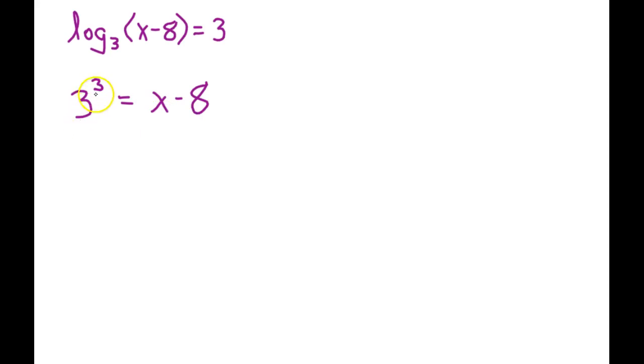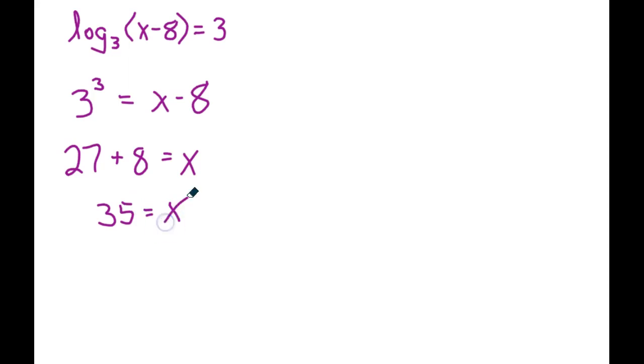So now we get 3 cubed equal to x minus 8. 3 cubed is 27. To get x by itself, we would add 8 to the other side. So 27 plus 8, we get x is equal to 35. So to solve this logarithm, it was easier to write it as an exponential and then isolate x by itself.